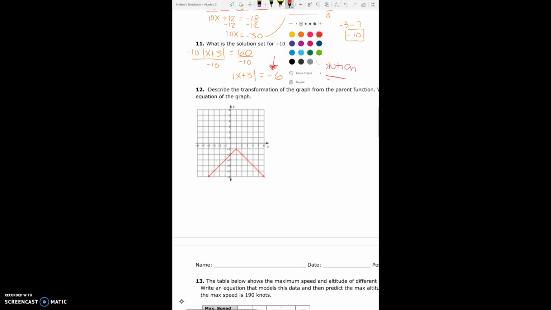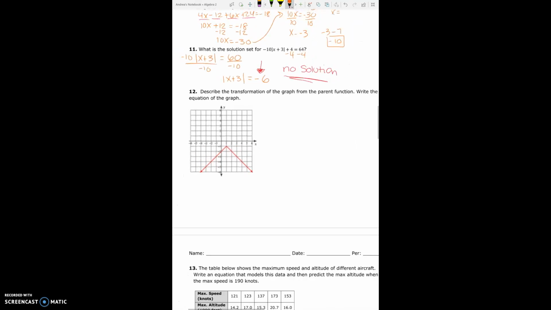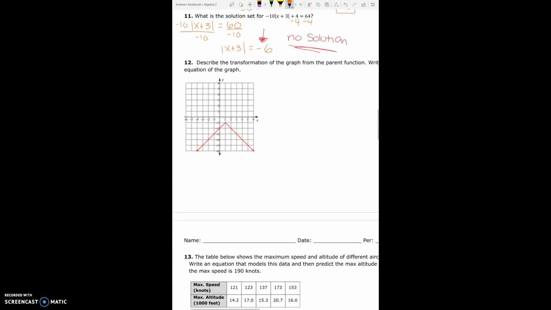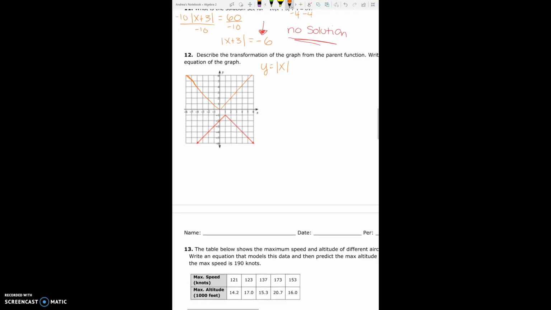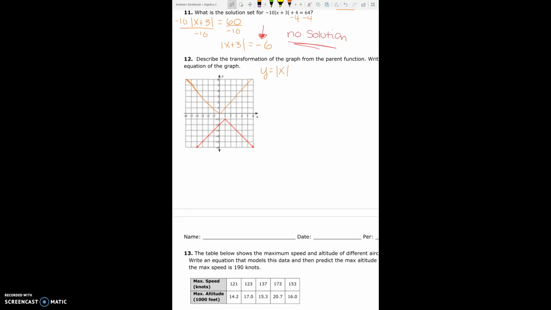Number 12 says, describe the transformation of the graph from the parent function. Then it says, write the equation of the graph. So your parent function for absolute value is y equals the absolute value of x. So if you were to type this in your calculator, you'd get a graph that looks like this. So from this orange graph that I just drew, how do I get to the red one that's on the paper? In order to do that, I would look at this vertex and then look at this vertex.